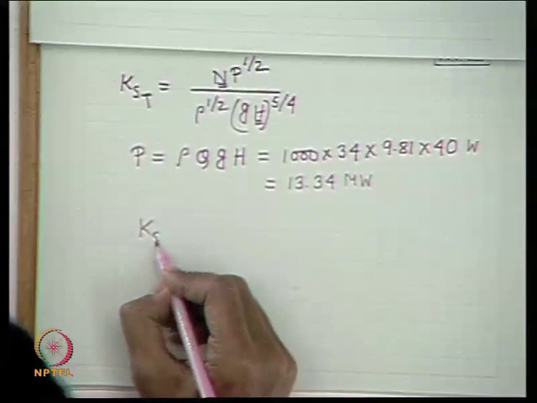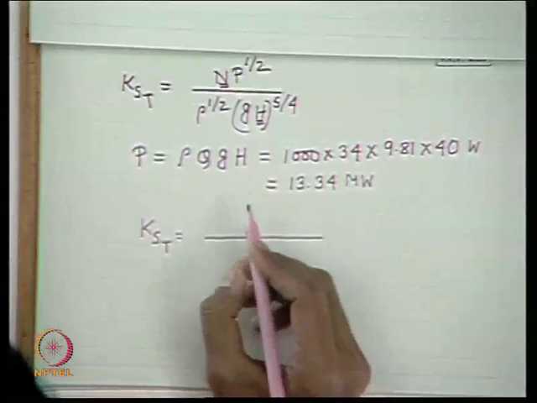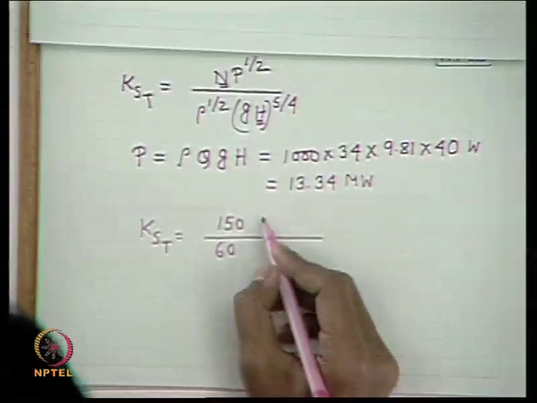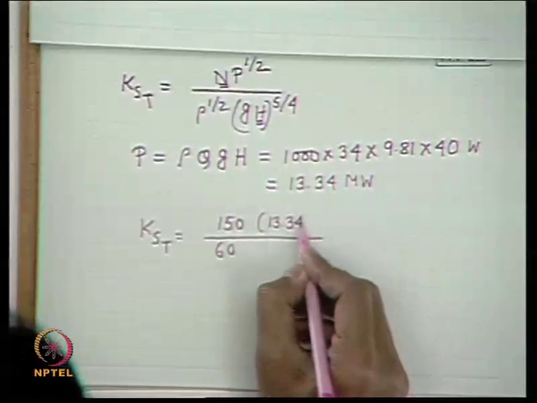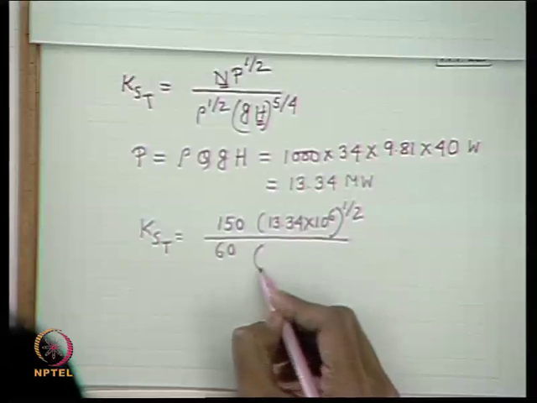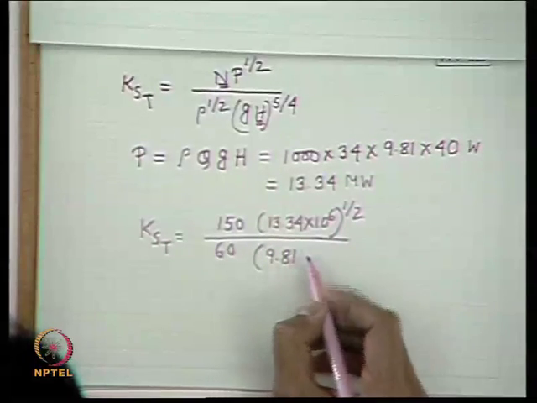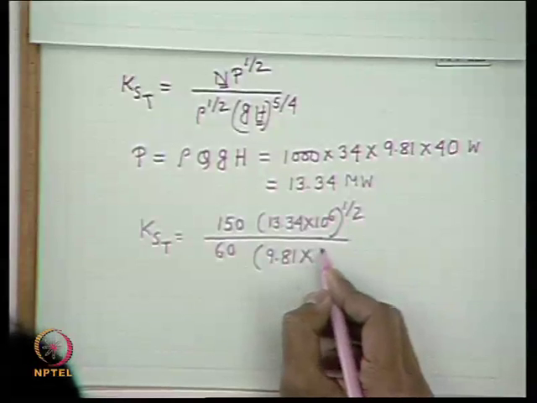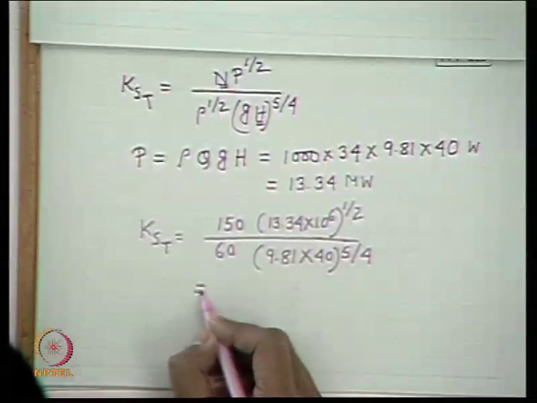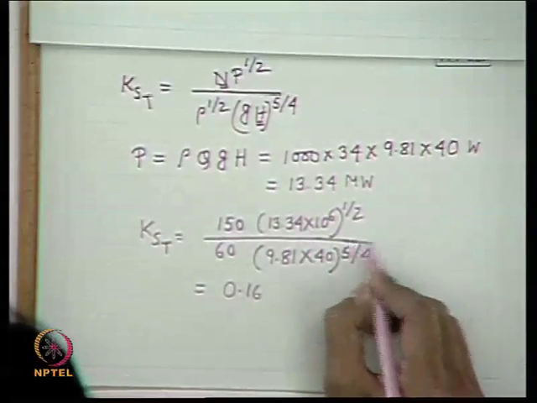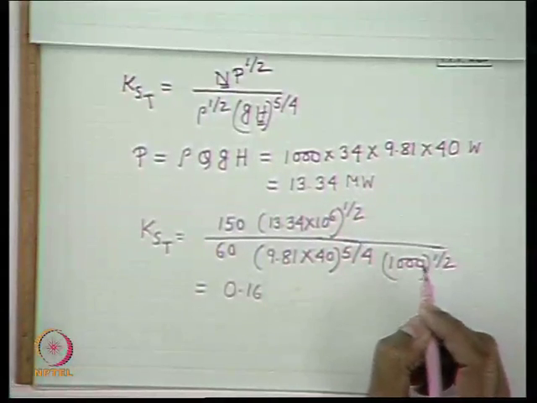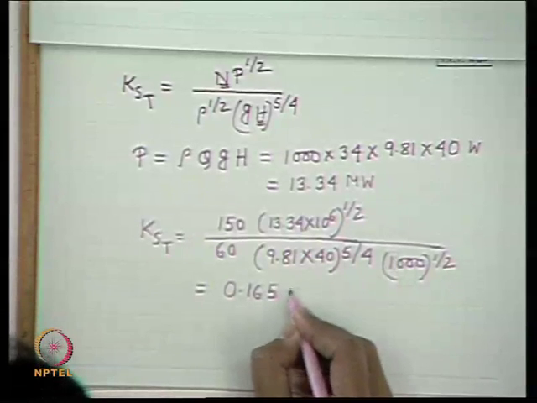Now, if you calculate the dimensionless specific speed, then N is 150 rpm, you better put it in rps. Then 13.34 into 10 to the power 6 in terms of watt, 1000 to the power half, g into h, 40, whole to the power 5 by 4. It is only algebraic and mathematical calculation. If you calculate it, I am giving you the answer, it will come like this.